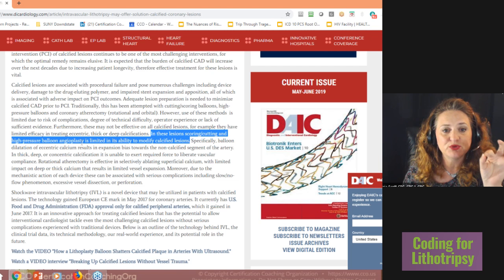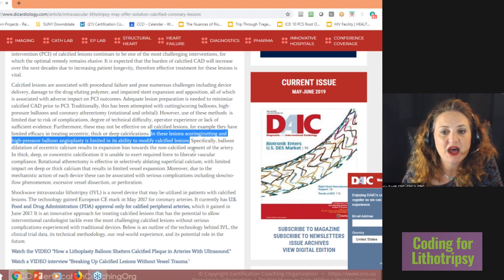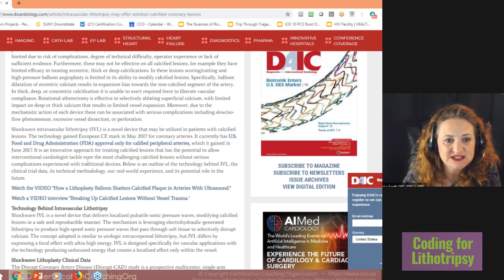They use high pressure balloon angioplasty, but that's limited in its ability to modify calcified lesions. All right, they go in and Roto-Rooter it out. Specifically, balloon dilation for eccentric calcium results in expansion bias towards blah, blah, blah. We don't need to know that. Okay, now look at this. This is the paragraph that I wanted you to see in this one.